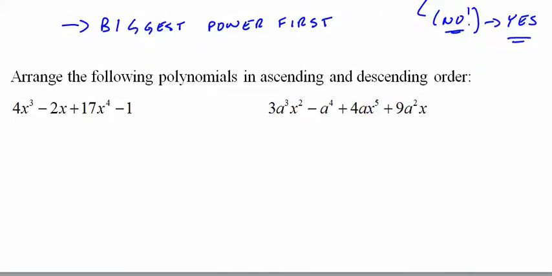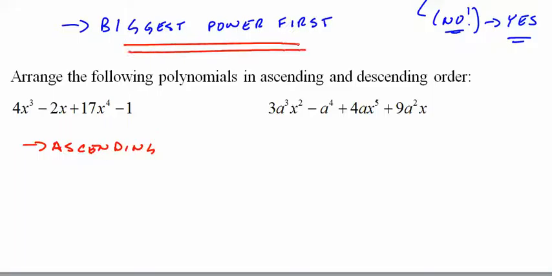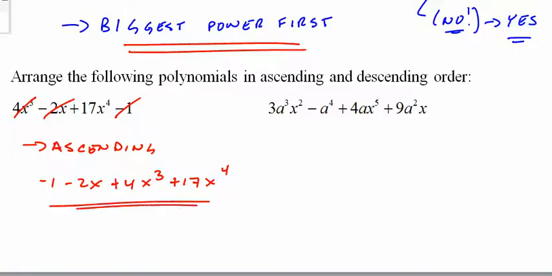Let's go with ascending here. And notice I'm doing it 2 different ways, even though I just said the biggest should be first. So I don't know why we're even doing this, but negative 1, I like to cross things off, minus 2x, plus 4x to the 3rd, plus 17x to the 4th. And descending, of course, would just be turning it around. Not a big deal. A little trickier here. Let's go with descending.